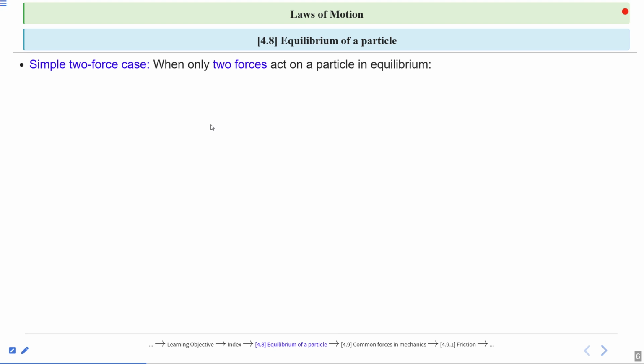Simple two force case. Here we will understand equilibrium using the two force case. When only two forces act on a particle in equilibrium, the forces should satisfy F1 equals minus F2. So the forces are equal and opposite. Force must be equal and opposite. This comes from Newton's third law of motion.